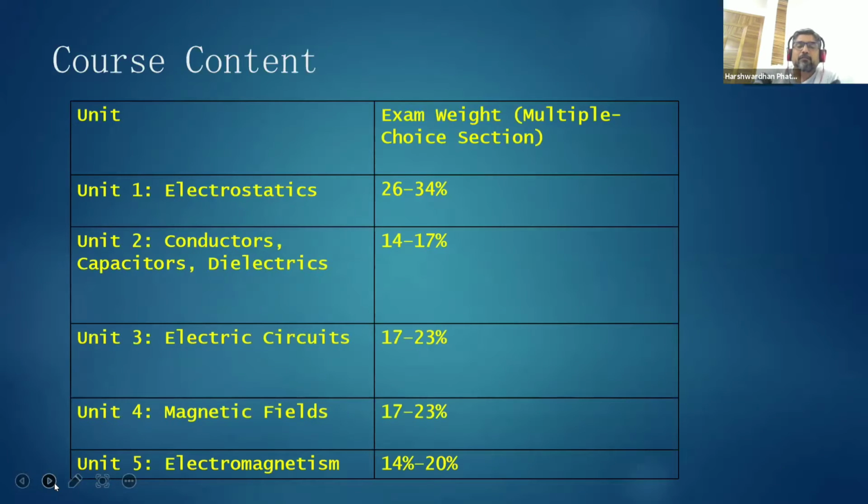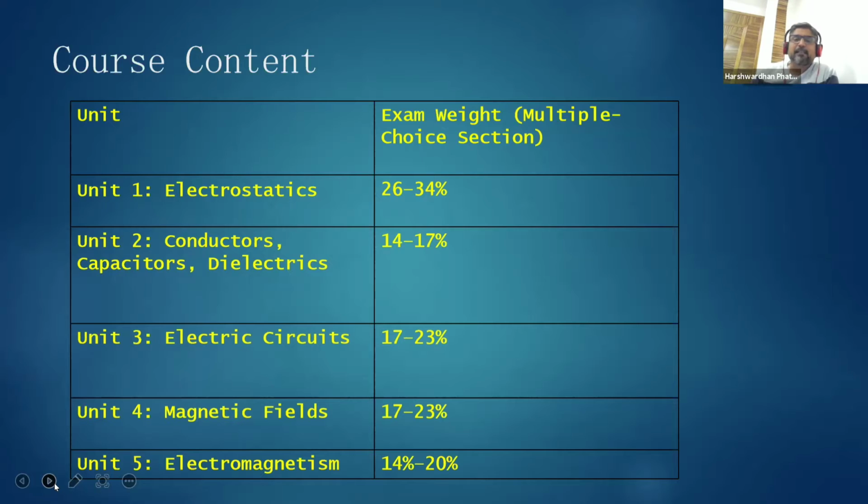Now, as far as the written exam is concerned, these are the course contents. As you can see, the entire syllabus has been divided into 5 units. Number 1 is electrostatics. Number 2 is capacitors, dielectrics, and conductors. The third unit is electric circuits, which deals obviously with the current electricity portion of the syllabus. Fourth is based on the magnetic effects of the current. And the fifth unit is related to electromagnetic induction and electromagnetic waves.